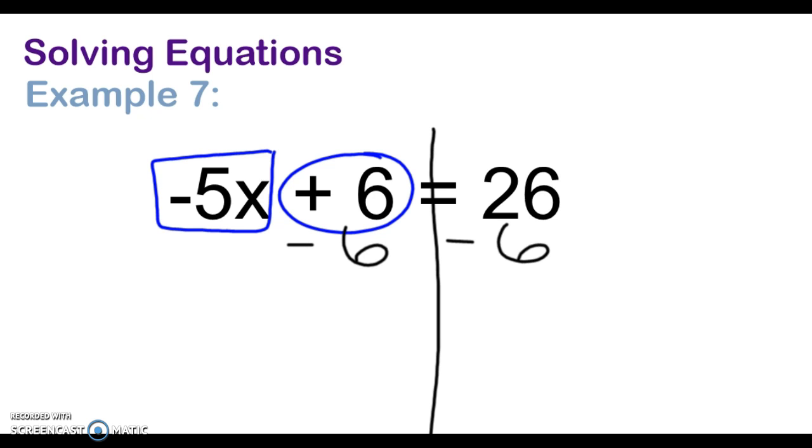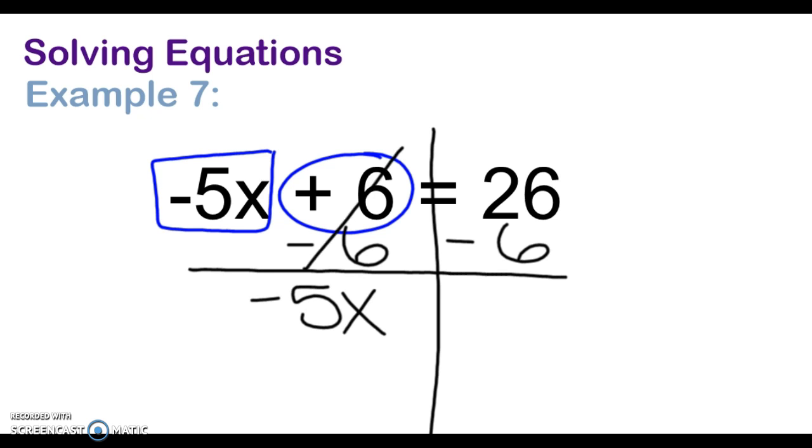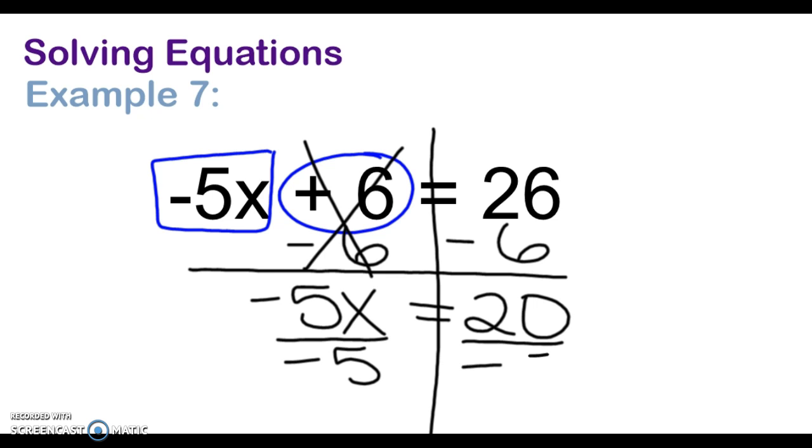So I'm going to subtract 6 from both sides, bring the box down. That's negative 5x, cancels out, and that equals 20. Everybody's favorite step. Divide, and 20 divided by negative 5 leaves you with negative 4.